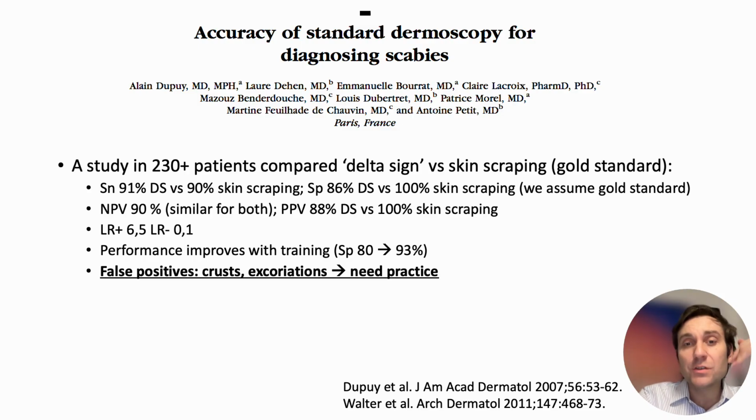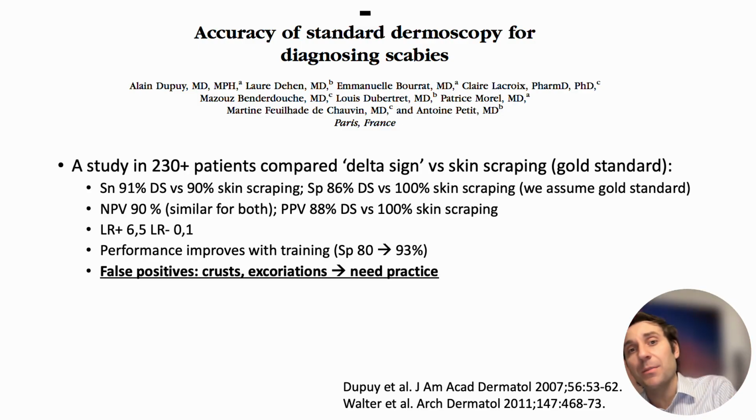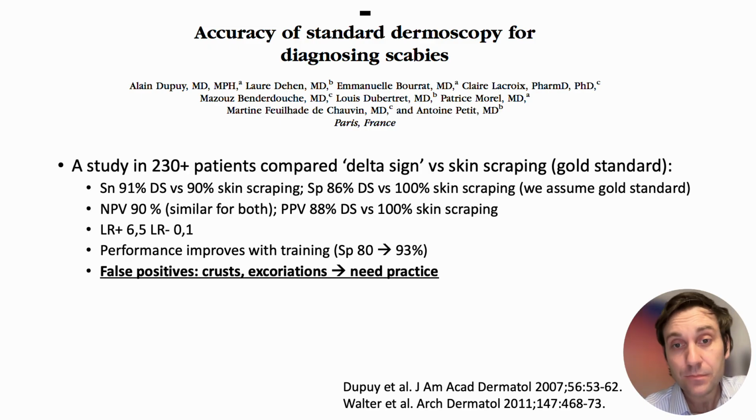It was more than 200 patients, and they compared the delta sign with dermoscopy versus skin scraping, which was the gold standard, right? The sensitivity of dermoscopy was 91%. The specificity of skin scraping was 90%. And the specificity of dermoscopy was 86%. And for the classic microscopic view it was 100%, because that was the gold standard, or assumed gold standard. Negative predictive value was 90%, similar for both, and positive predictive value was 88% for dermoscopy.